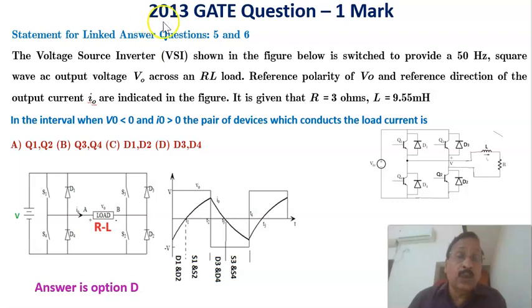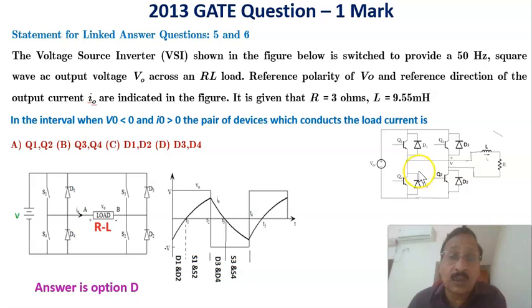And now let us see another 2013 GATE question that carries 1 mark. The statement for the linked answer questions, 5th and 6th, is for this question and the coming question. The same statement can be used. The voltage source inverter shown in the figure is switched to provide a 50 Hz square wave AC output voltage.